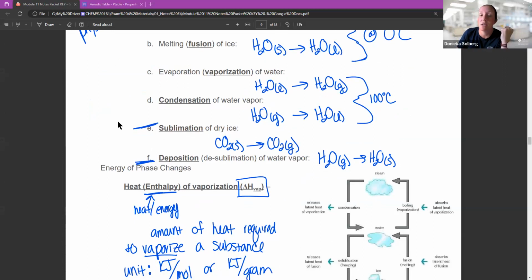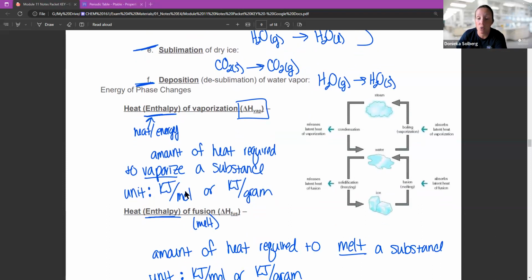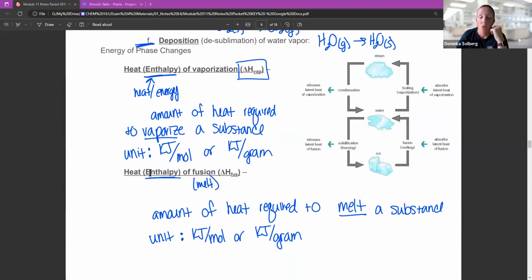So there is energy associated with these phase changes. What we're going to call that energy is the heat or the enthalpy, right? We already did a whole unit on this. The enthalpy of vaporization would be the energy required to vaporize something, the amount of heat required to vaporize a substance. I'm either going to give it to you in kilojoules per mole or kilojoules per gram. So if I say I have 100 grams of water, how much energy would it take to vaporize that? We'll be able to calculate that pretty easily. We will also have the enthalpy of fusion, or the amount of energy needed to melt it. So we'll have vaporization and fusion, or the amount of heat required to melt a substance.